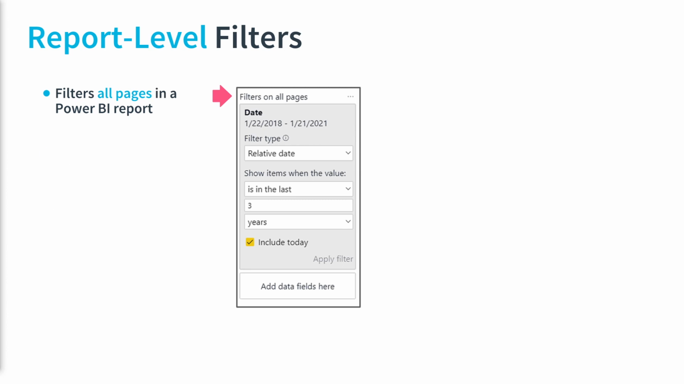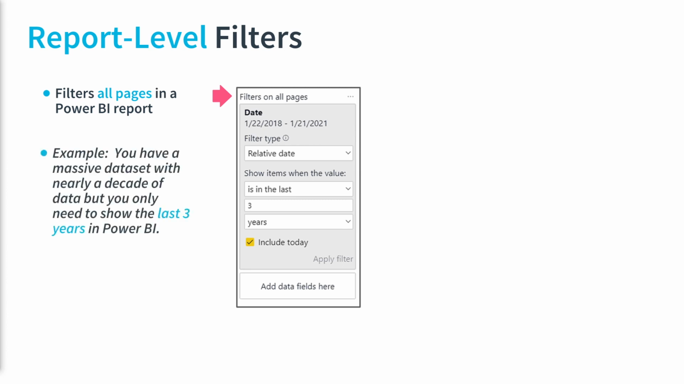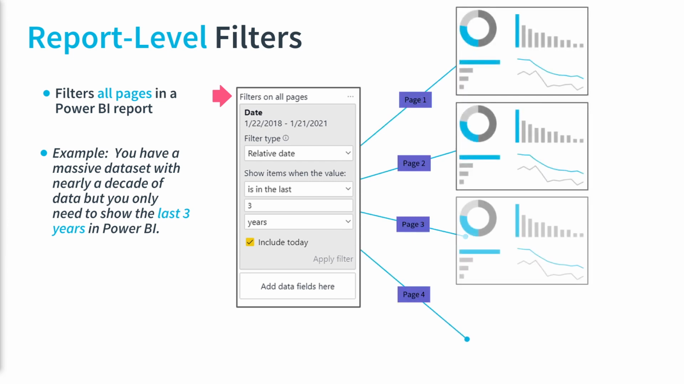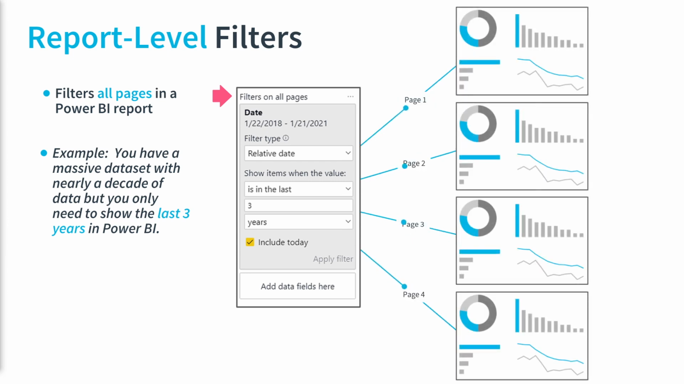For example, let's say you have a massive dataset with almost a decade of data, but your report only needs to visualize the last 3 years of data. By applying a filter like this one pictured to all pages of your report, you can ensure all pages and data visuals in your report are only showing the most recent 3 years of your dataset.